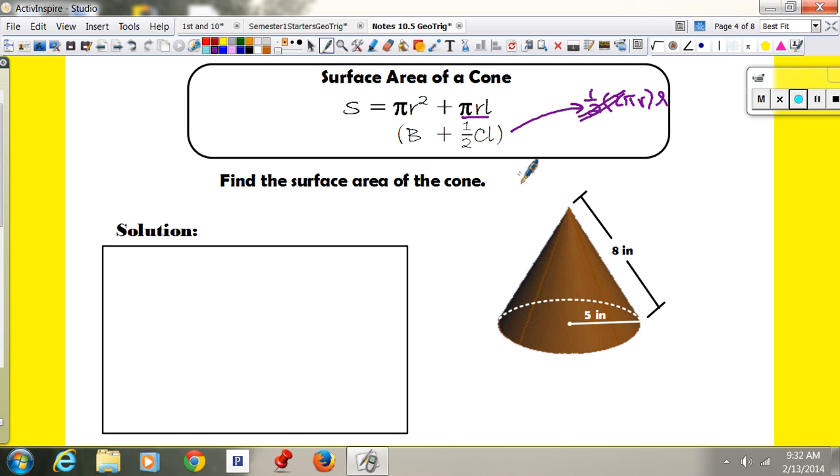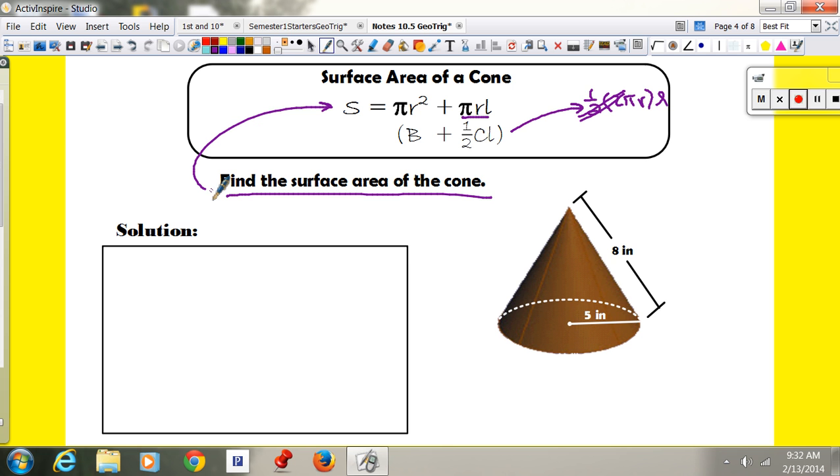So if they ask you to just find the lateral area for a cone, what do you need to do? Just pi rl. It's that fast. Do pi times radius times slant height and you'll have it. If they need the whole thing, then you add the base to it. In this one, they want the surface area, so that means they want the top formula. They want the base added to it.